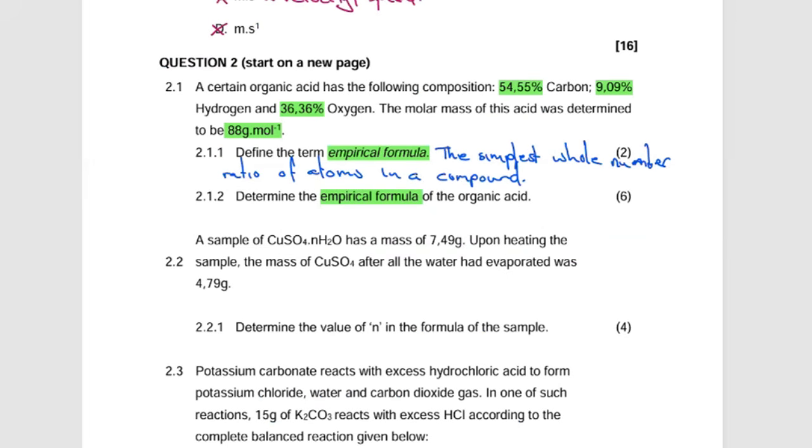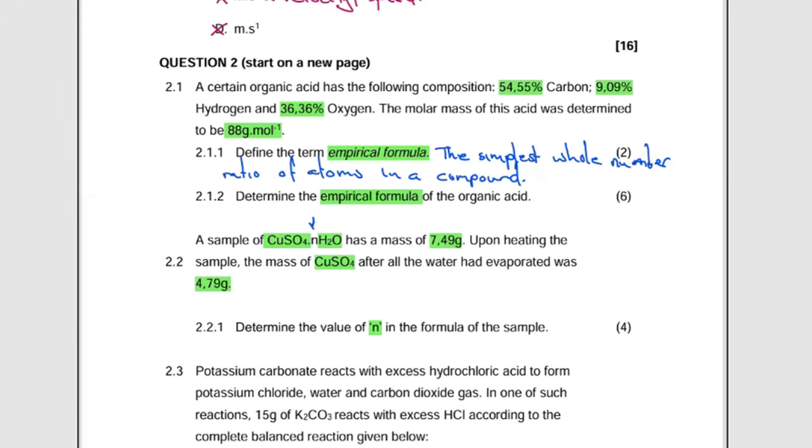So to proceed, it says here underneath that a sample of copper sulfate, CuSO4.nH2O, right? So there is water of crystallization, with a mass of 7.49 grams. Then upon heating the sample, the mass of copper sulfate after all the water had evaporated was 4.79, right? So now we're asked to determine the value of n, this n at the top there, in the formula of this sample.